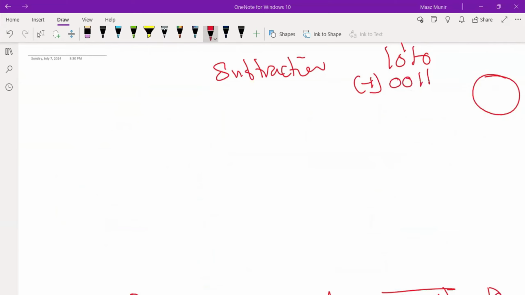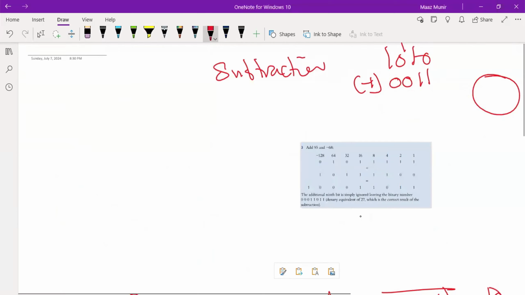Wait a minute. Yeah, binary subtraction. Let's subtract, copy this entire thing, and then it would be easier to understand. We have this up here like this. Let's enlarge this. My bad.